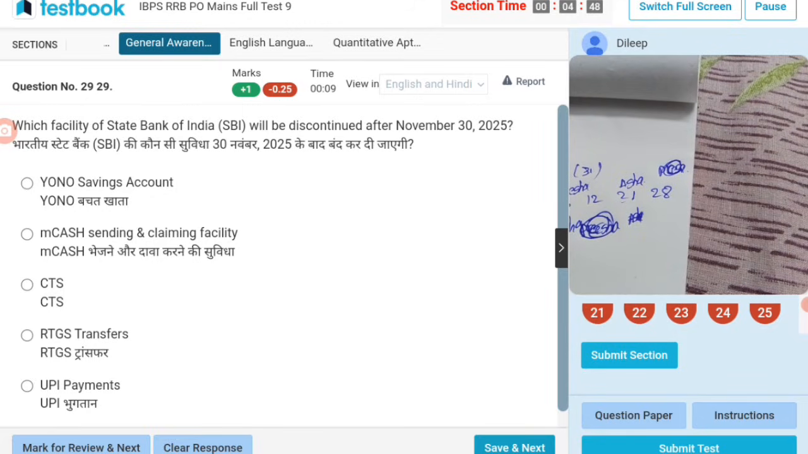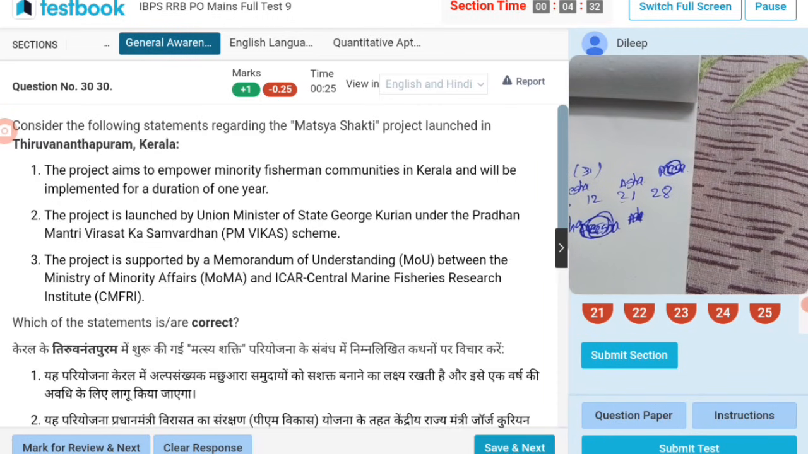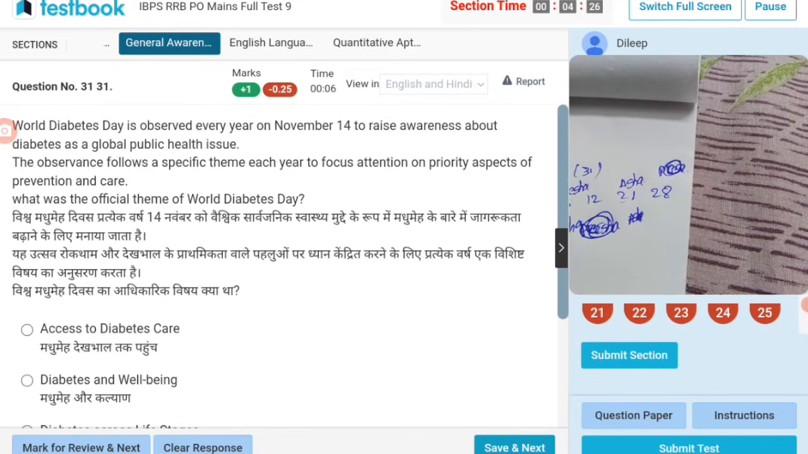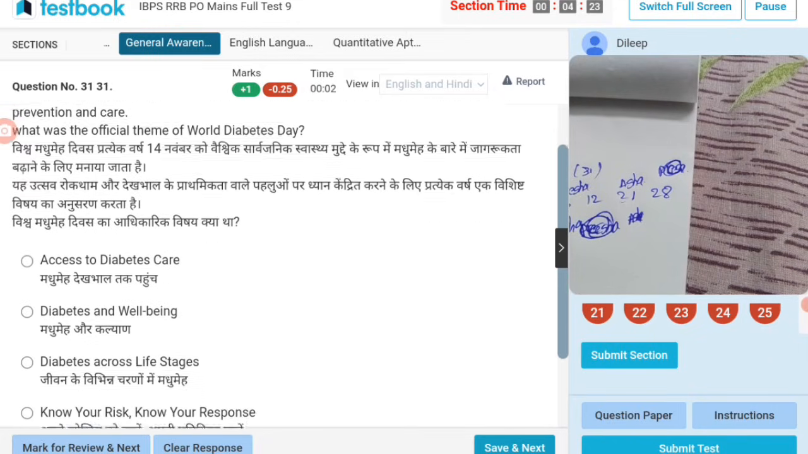Which facility of State Bank of India will be discontinued after November 30, 2025? Think savings account. Masya Sakti. Debit.